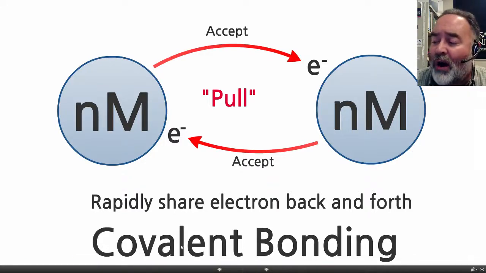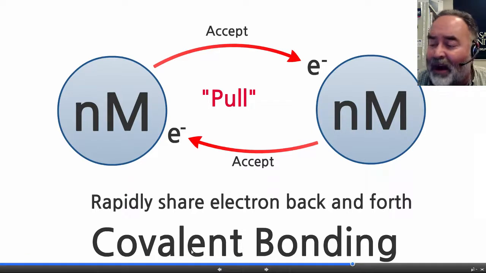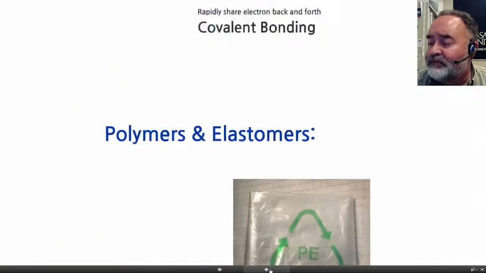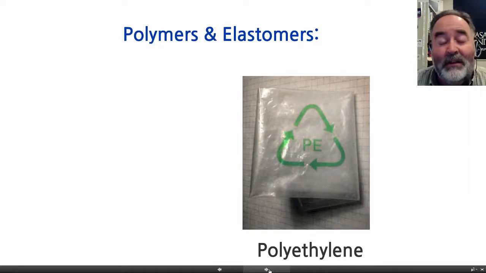So when you cooperate, you do a task together, and when you covalently bond, you share your valence electrons. So covalent bonding for nonmetal, nonmetal. Some examples. Well, that's where we get polymers and elastomers. They are covalently bonded.